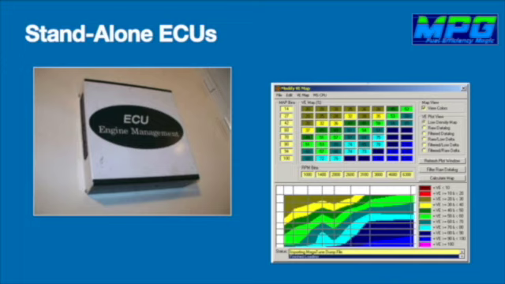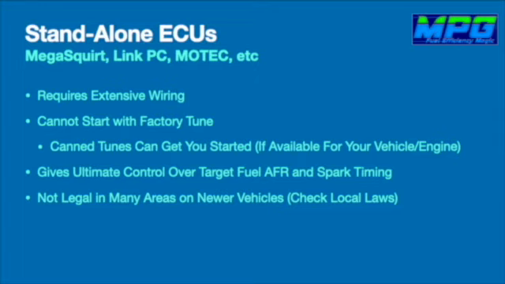Then we have standalone ECUs. This would be Motec, Megasquirt, Link PC, Excel DFI. The list is quite lengthy. And with those, you can replace all or part of what the factory ECU did. They're also great for converting carbureted to fuel injected. This is going to require a lot of wiring, right? It may be about what you got with the uni chip. It may be more, but it's still going to be a lot of wiring.